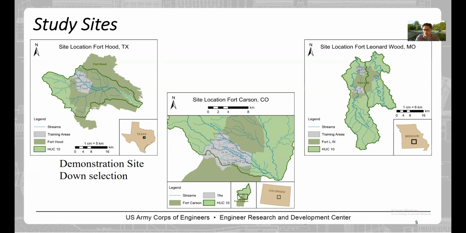So these are the locations that we chose: Fort Hood, Texas, Fort Carson, Colorado, and Fort Leonard Wood, Missouri. And you can see here the demonstration watershed that we are using for this project at each installation. For Fort Hood, it is Cowhouse Creek. At Fort Carson, it is Little Fountain Creek, and then its tributary, which is Rock Creek. And at Fort Leonard Wood, there is the Rubidoux Creek watershed, and then the Big Piney River watershed.